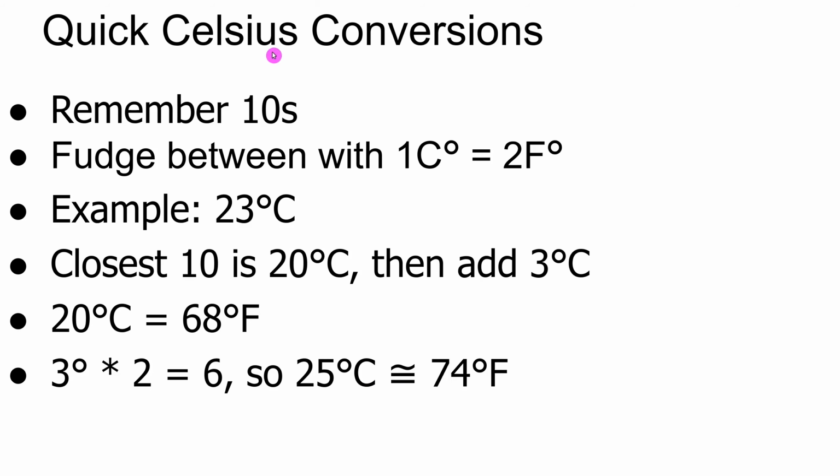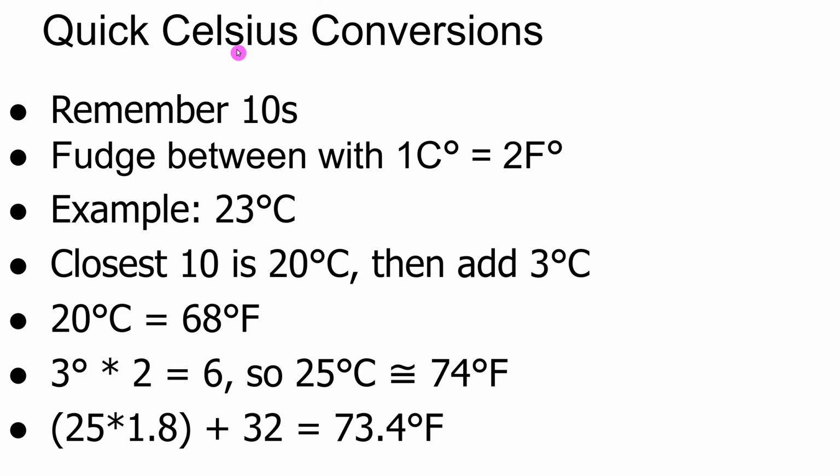Using the quick conversion method, let's see how accurate it is. The real formula would be 25 times 1.8 plus 32 equals 73.4. So we're off by 0.6 degrees. Not bad. Not bad at all.